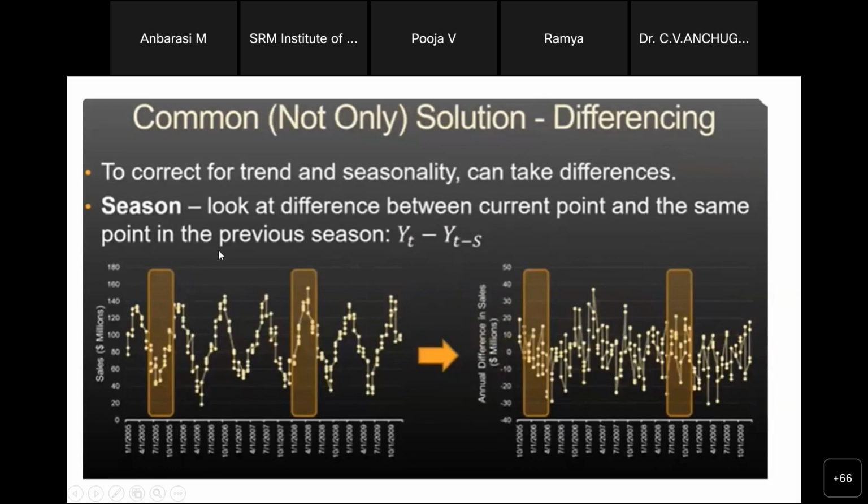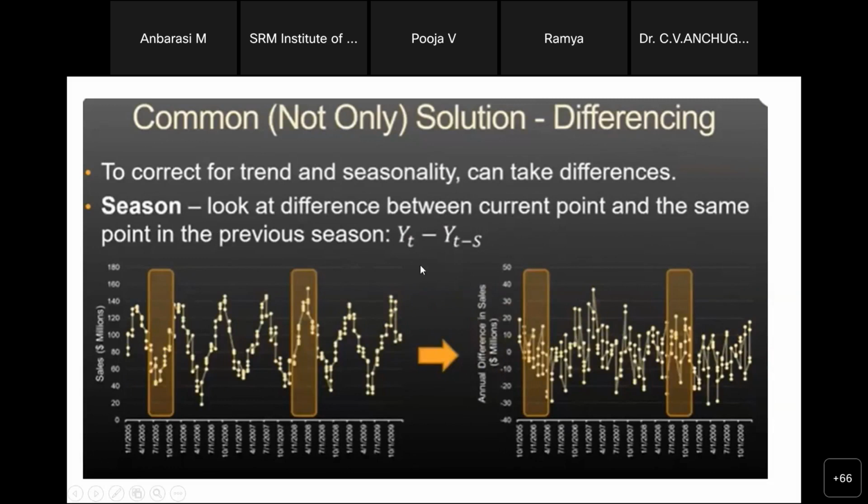Now what we are trying to do here is find the difference. For seasonality, we are going to find the difference between the current position and the same point in the previous season.